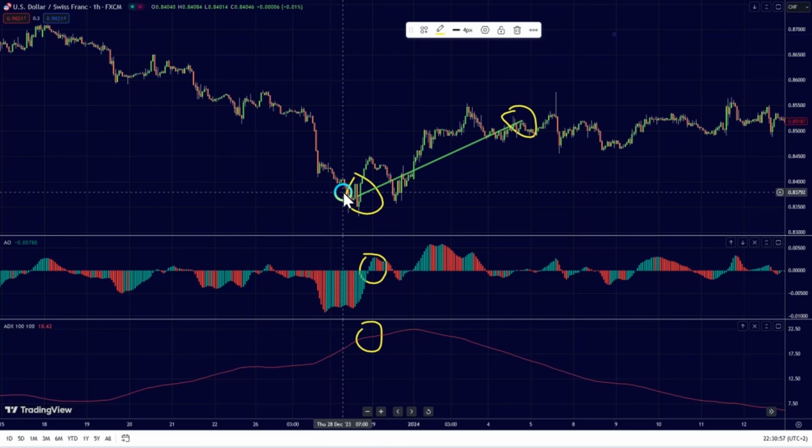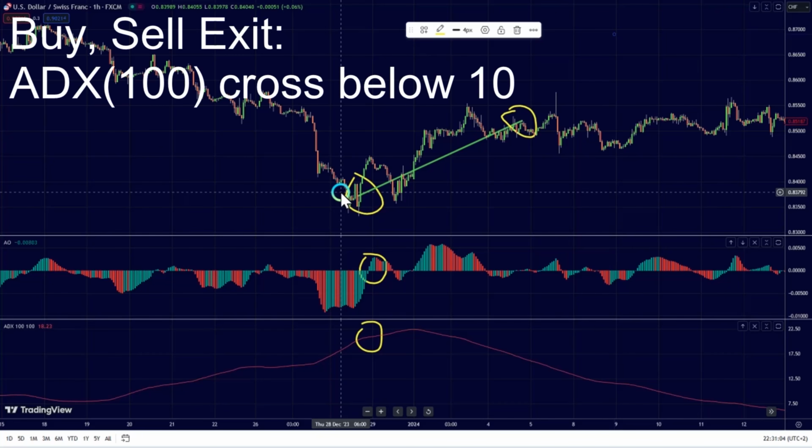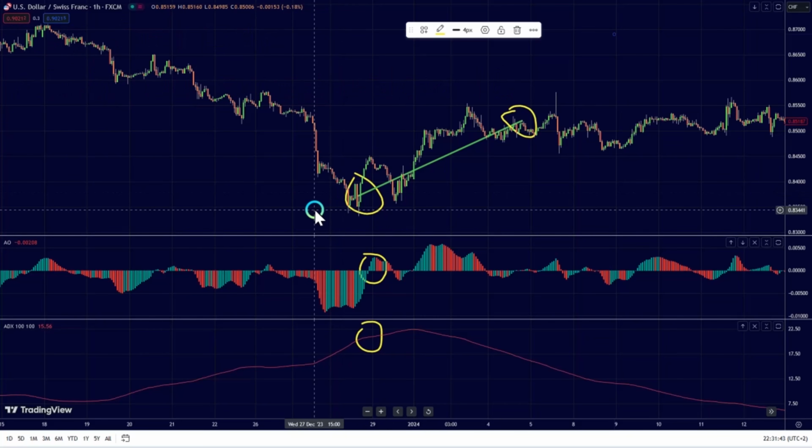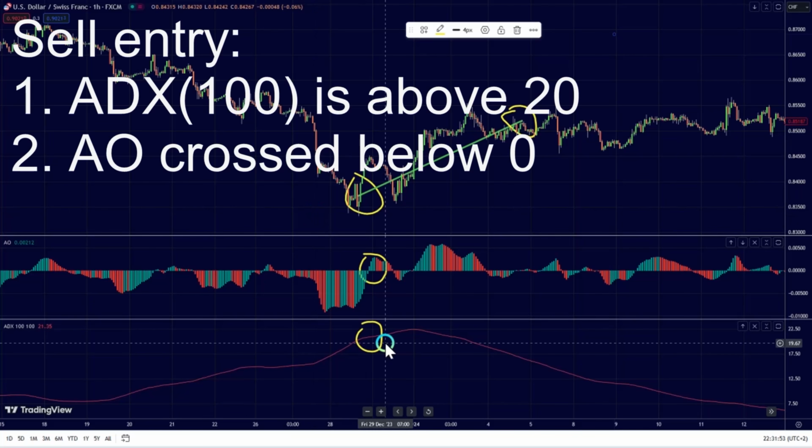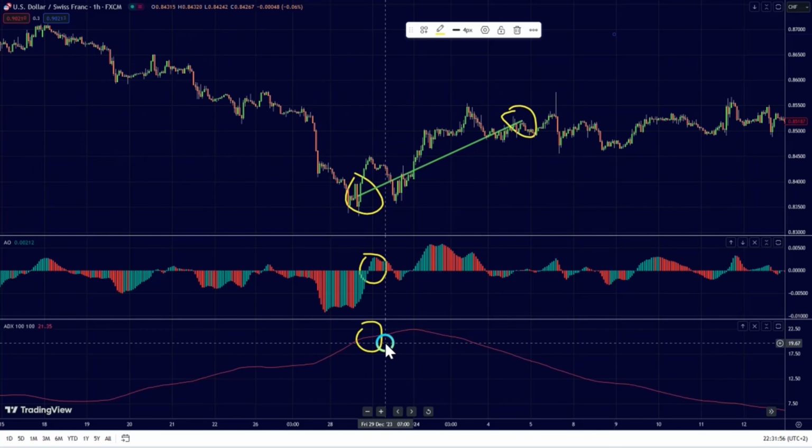I also used a dynamic exit, which is very simple. If the stop loss or take profit doesn't get hit, the strategy can close a buy trade and open a sell trade when the ADX is above 20 and the Awesome Oscillator is crossing below 0, so not above 0 but below 0. And this is the strategy.